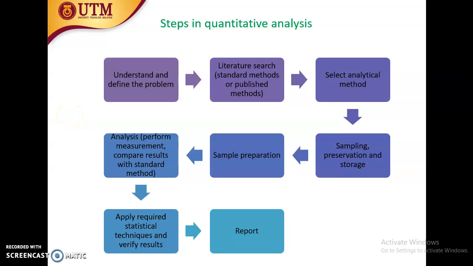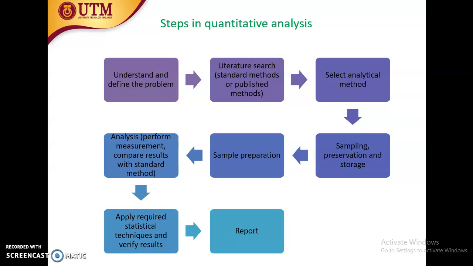We learn about the steps in quantitative analysis, starting from understanding the problem, doing literature search in standard methods and published methods, and then from there we select which method to be used, and then we go to the sampling area, do sampling according to the nature of the sample, preserve, and then sample prep. Okay, and then after sample preparation, what should be done is that we have to perform analysis with any instrument that you want.